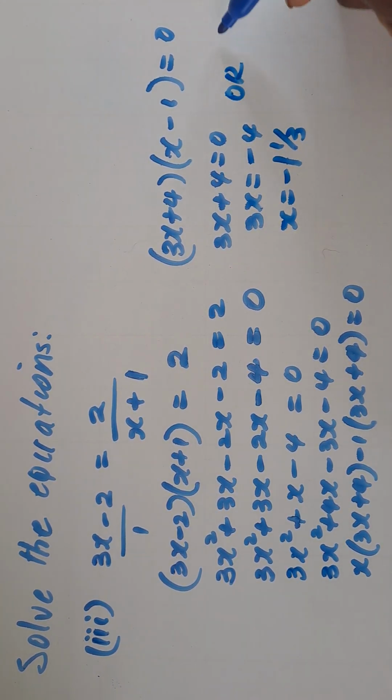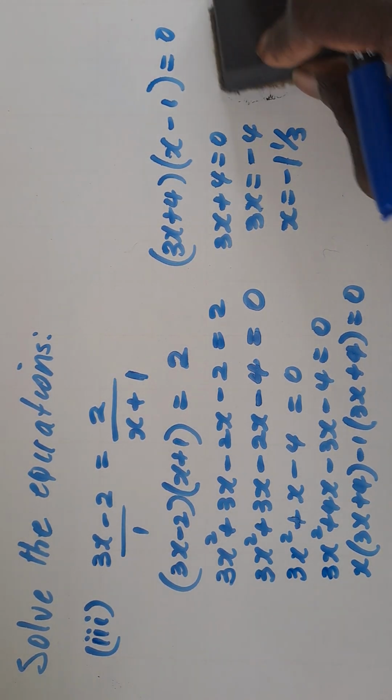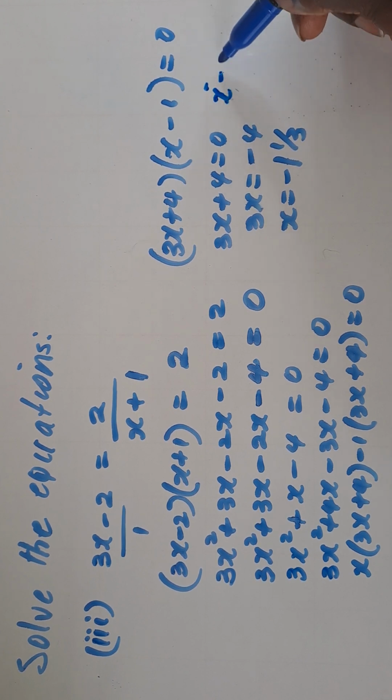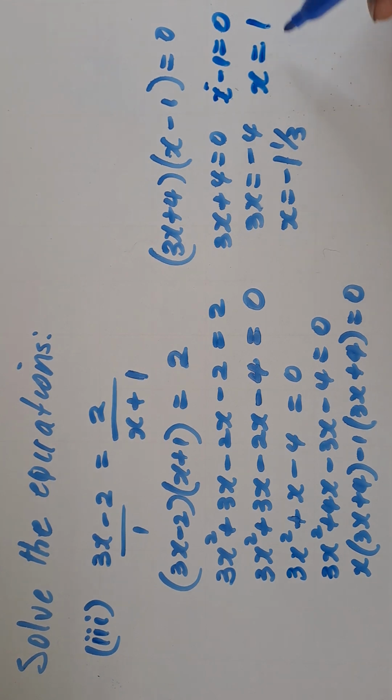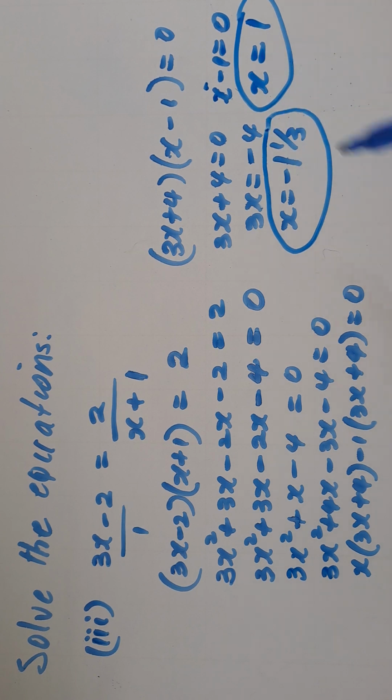Or we can have that x minus 1 is equal to 0, giving us that x is equal to 1. So these are the two solutions to this equation: x equal to negative 1 1/3 or x is equal to 1.